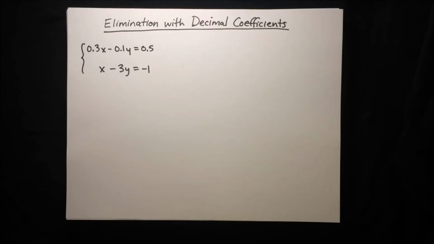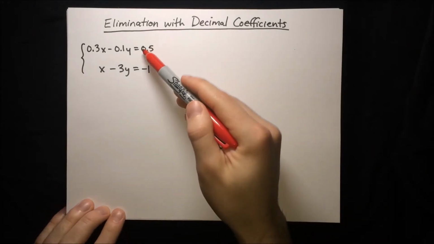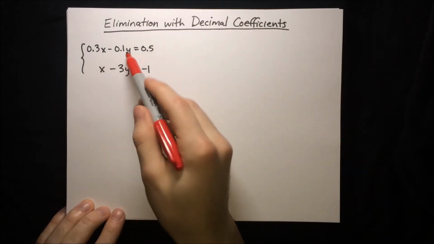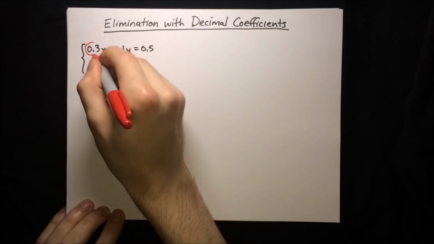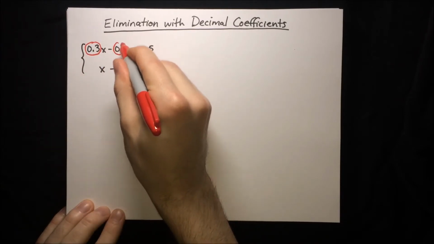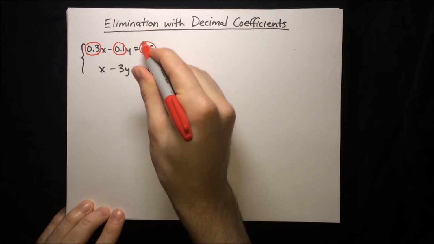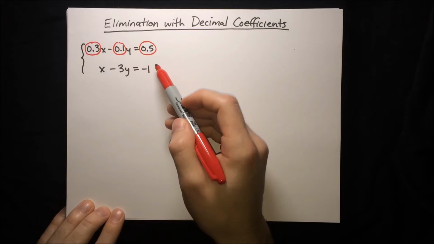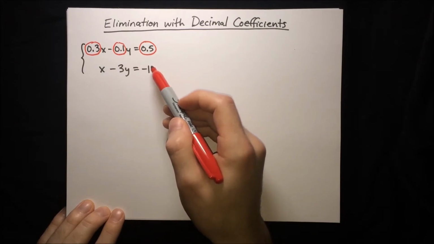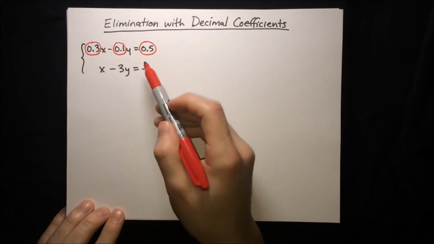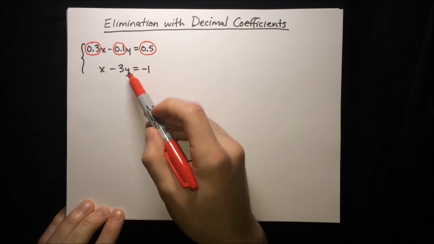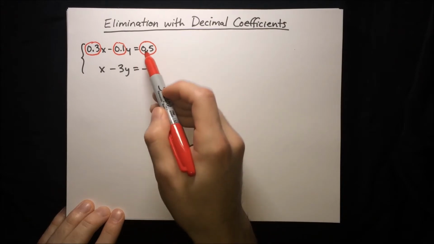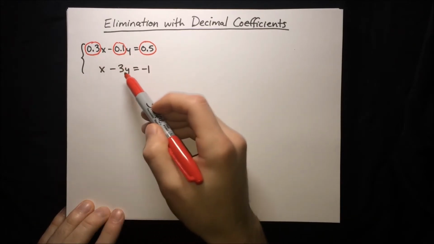In this video, I'm going to show you how to use elimination to solve a system of linear equations with decimal coefficients. So we've got several decimal coefficients here in the first equation. We've got 0.3, we've got 0.1, and we've got 0.5. And we don't want to do elimination with these decimal coefficients because the whole point of elimination is to use integer coefficients and not have to deal with any sort of decimals or fractions or anything throughout the computation process. So we want to figure out a way to turn these decimals into integers.